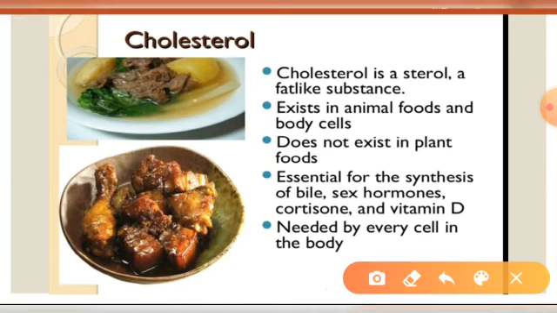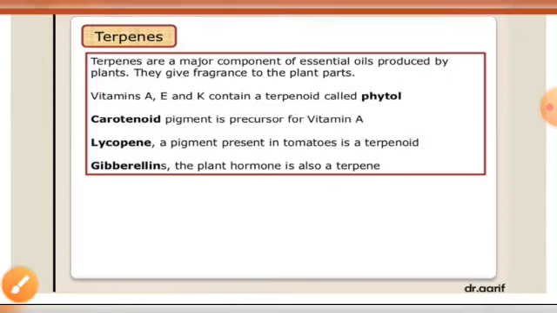Next, cholesterol. It is an example of sterol and it is a fat-like substance. It exists in animal foods and body cells. It does not exist in plant foods, and cholesterol is essential for the synthesis of bile salts, sex hormones, cortisone hormone and vitamin D. And it is needed by every cell in the body.